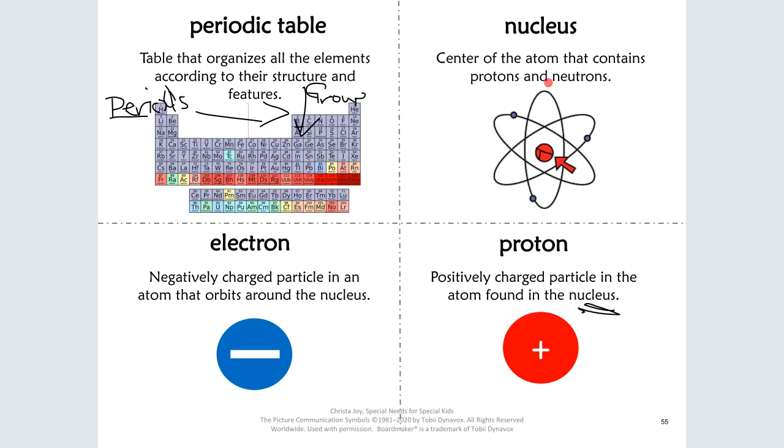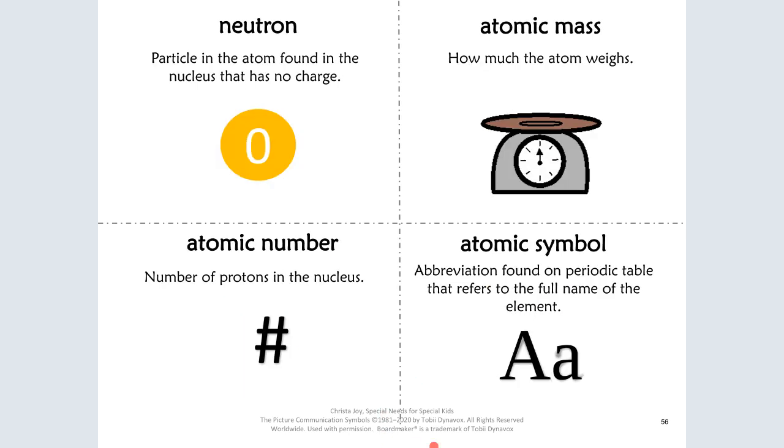The nucleus is the center of the atom, and the electrons are the negatively charged particles that are in the orbits. So here are the orbits, flying around. So the neutron is a particle also found in the nucleus that has zero charge.